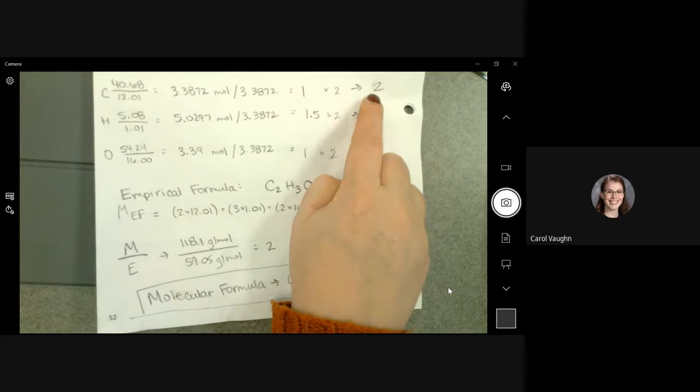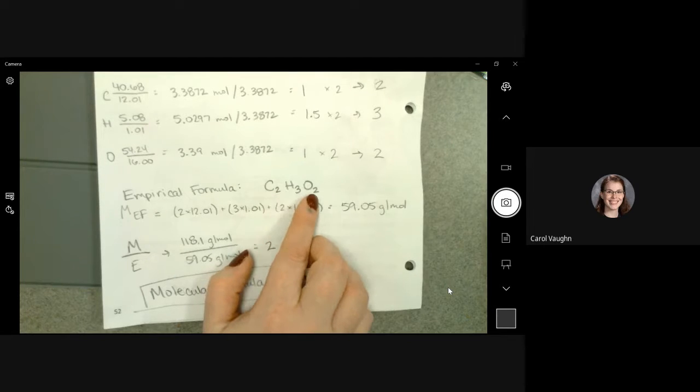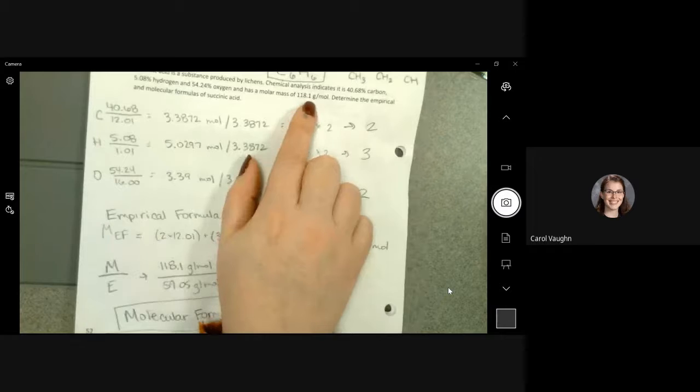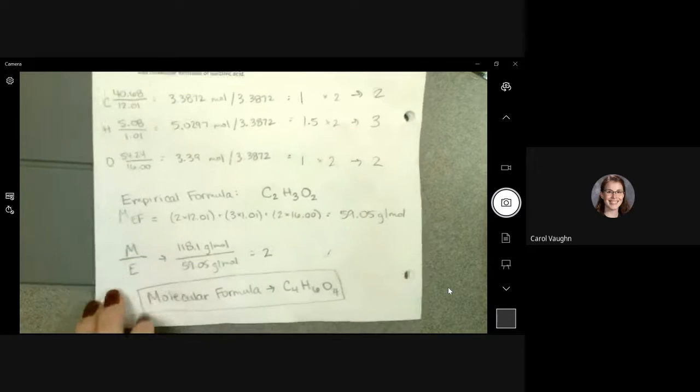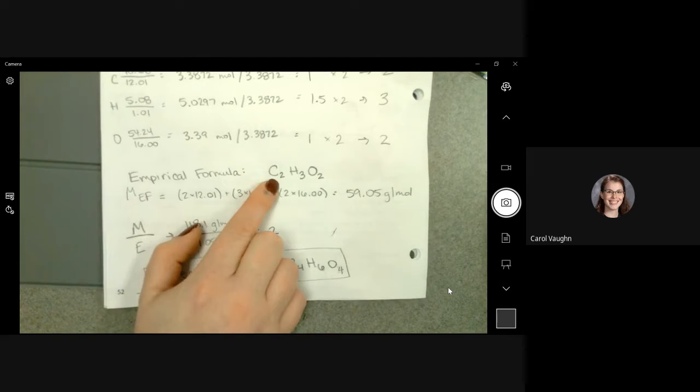So I just take the mole ratio number and turn it into the subscript for each element. So that's why I have C2H3O2. The other thing that this problem wanted me to find was the molecular formula. So in order to find a molecular formula, I had to use the molar mass of the experiment. So I already had that, but I have to compare it to my molar mass of my empirical formula. So I had to calculate it.